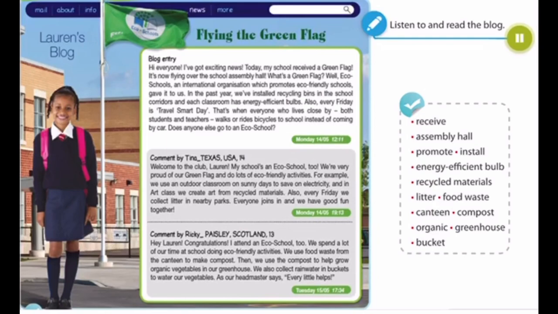Then we use the compost to help grow organic vegetables in our greenhouse. We also collect rainwater in buckets to water our vegetables. As our headmaster says, every little helps. Tuesday, 15th of the 5th, 17:34.